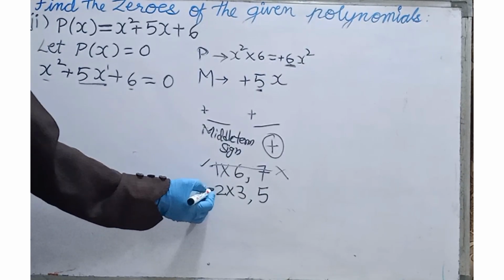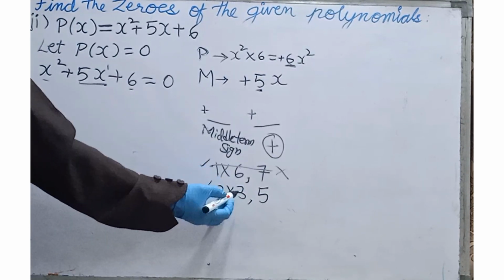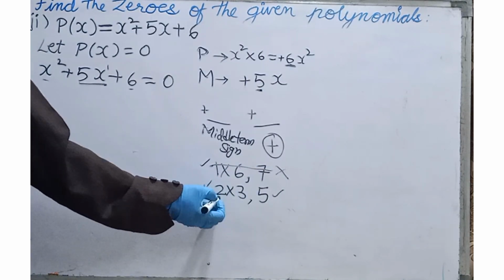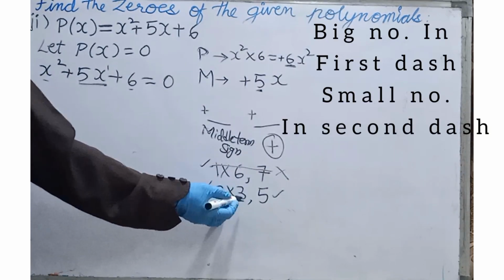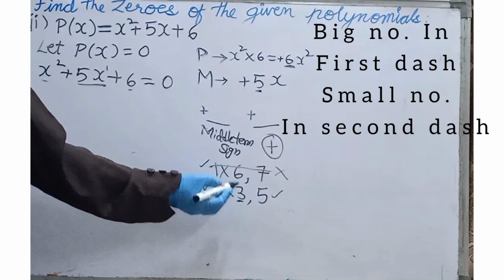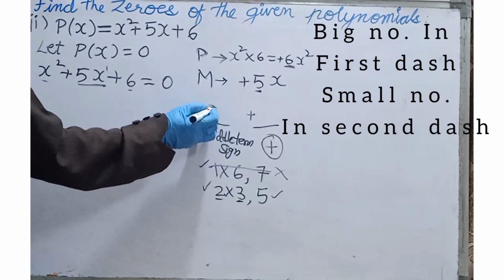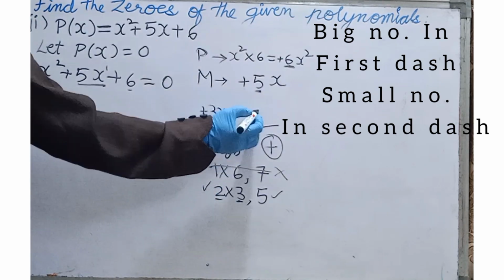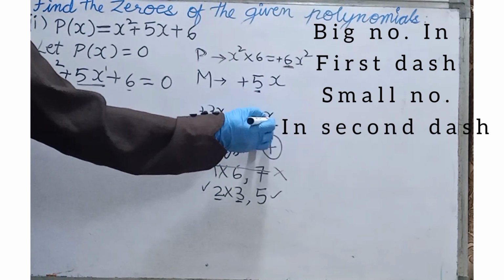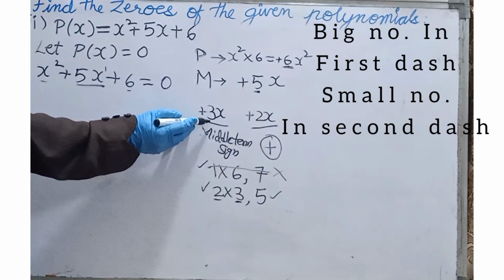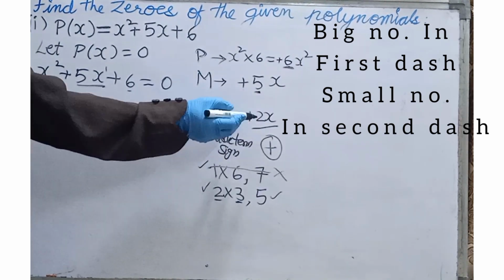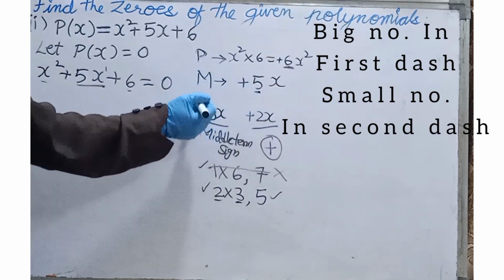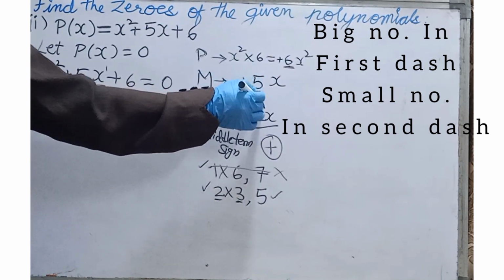Now the second one: when we multiply, we got 6 here, and when we add, we got 5 here. So this is correct. So among these two numbers, which number is big? 3 is big. So we will write 3x in the first dash. Then in the second dash, the small number. Always remember that in the first dash you have to write the big number, and in the second dash you have to write the small number. Is it clear, students?